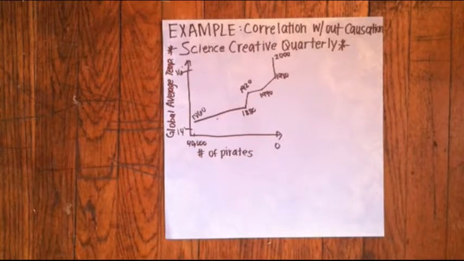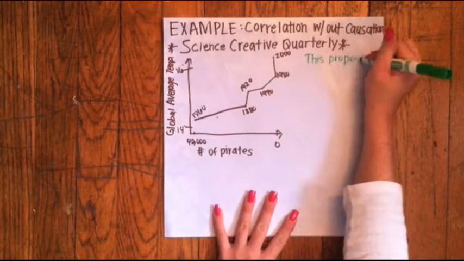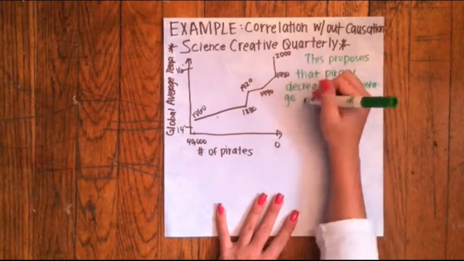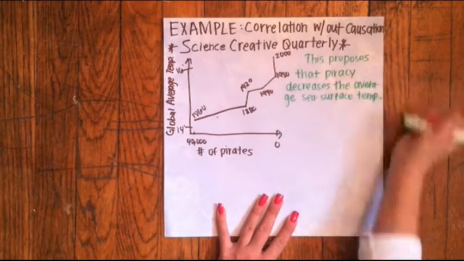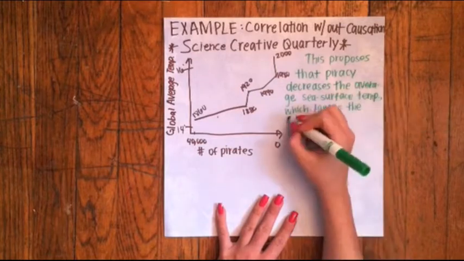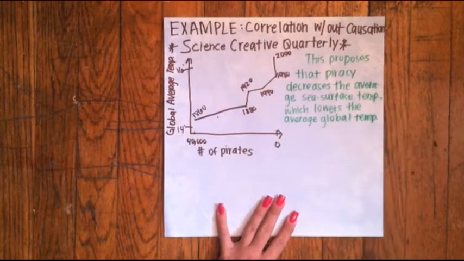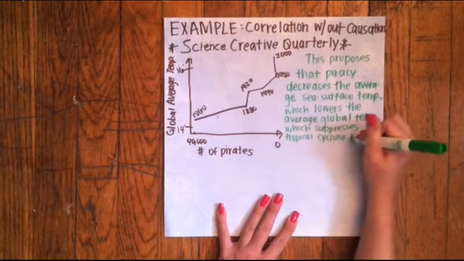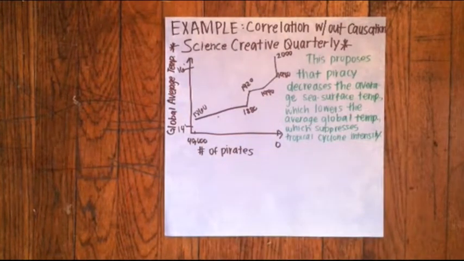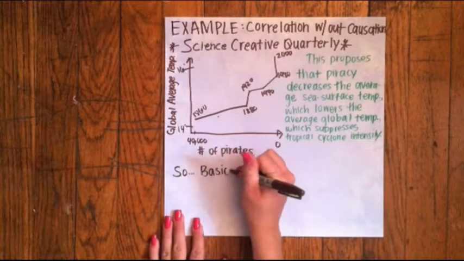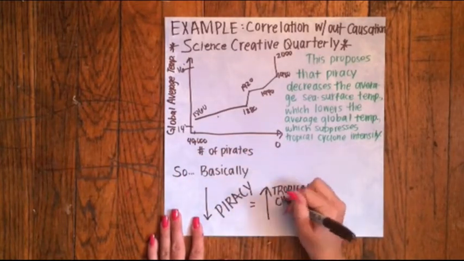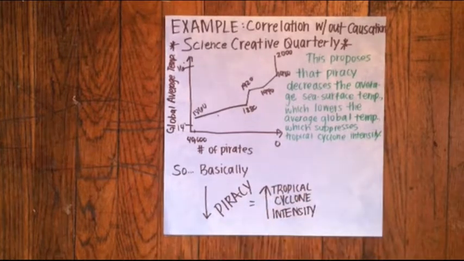This proposes that piracy decreases the average sea surface temperature, thus lowering the average global temperature, which suppresses the tropical cyclone intensity. Overall, what the article is trying to claim is that the lower amounts of piracy is going to equal higher amounts of tropical cyclone intensity. The article has a call to action at the end that claims that we need to increase pirate activity in order to decrease this tropical cyclone intensity.